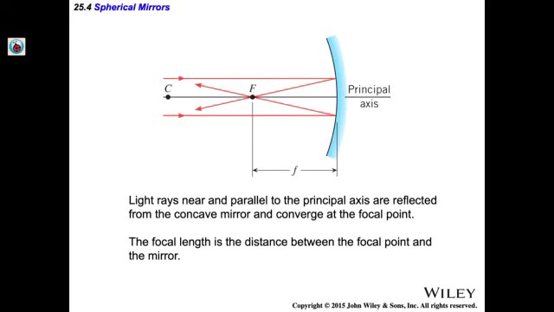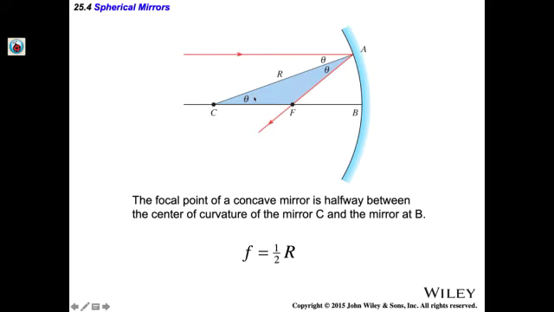That's the image point. So light rays near and parallel to the principal axis are reflected from the concave mirror and converge on a focal length. So light rays that are really close, that's how we get the focal length right there, the distance between the focal point and the mirror. Okay, and it's also equal to 1/2 the radius of curvature. The curvature of the mirror is C. All right. There they give the geometric explanation of why it works.